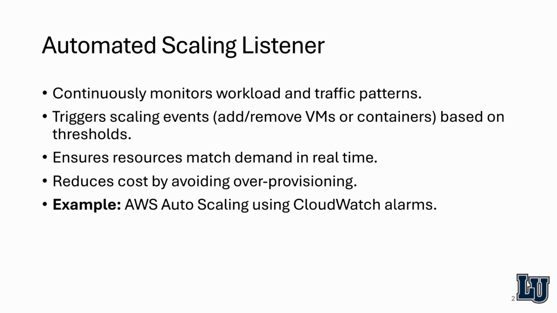Think of it as an intelligent monitor that's always listening to what's happening inside your system: CPU load, memory usage, network traffic, maybe even the number of active requests. When these signals cross a certain threshold, like CPU usage hitting 80%, it triggers an automatic scaling policy. That might mean launching a new EC2 instance, spinning up another container, or when traffic drops, scaling down to save cost. So the listener listens to real time performance data and responds instantly. That's what gives the cloud its elasticity.